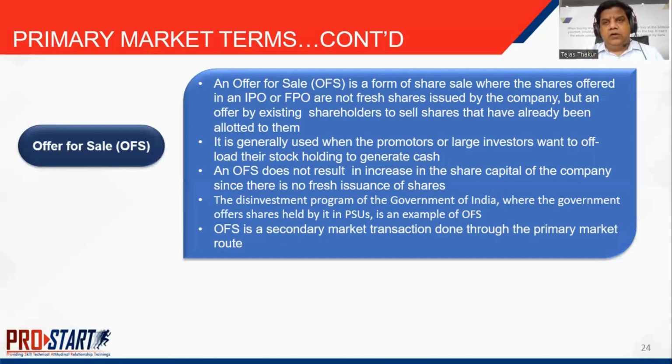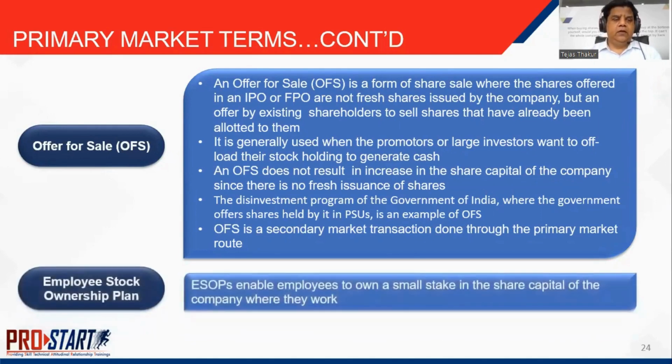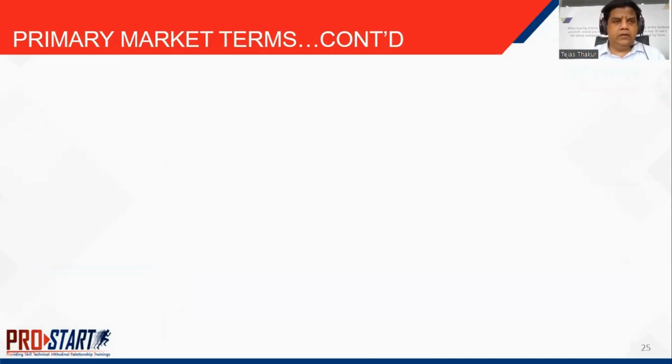Now, the government of India does these disinvestments. Everybody's aware of that. So whenever they do that, the shares held by the government in PSUs are floated into the open market, and this is a classic example of OFS. Okay. ESOPs: when an existing employee of a company buys shares in that company, that's ESOP.